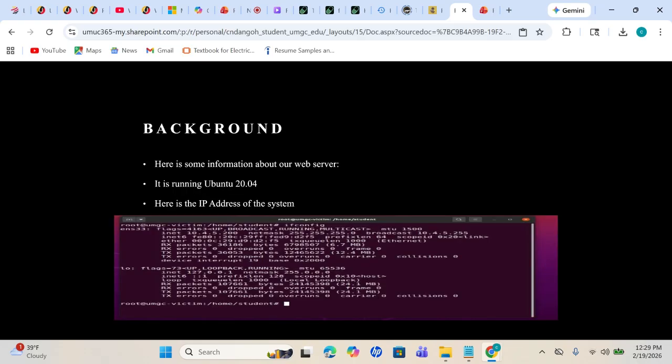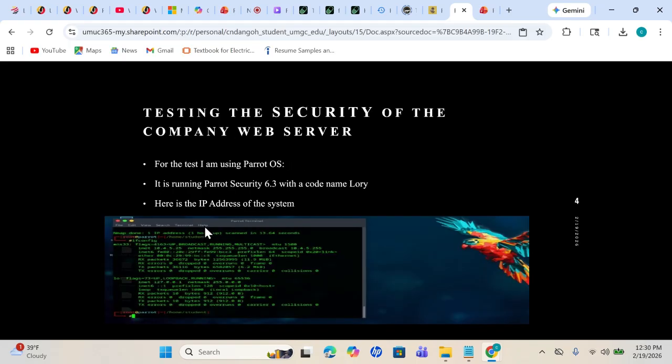To start the project, let's start with the basic information. For this project, we have two systems. We have one system which is the victim machine. It is running Ubuntu 20.04 and it has an IP address of 10.4.5.200.